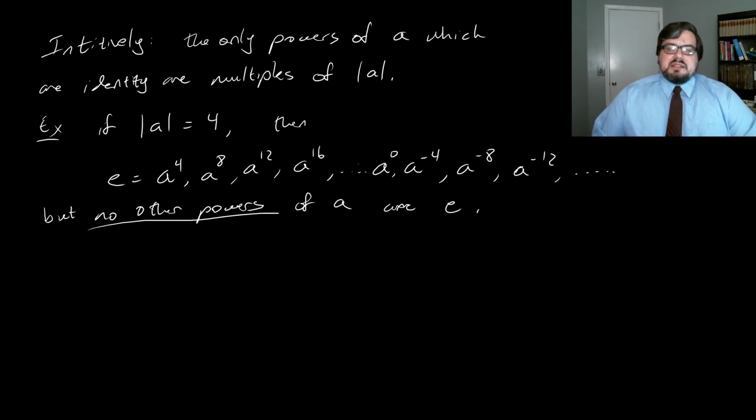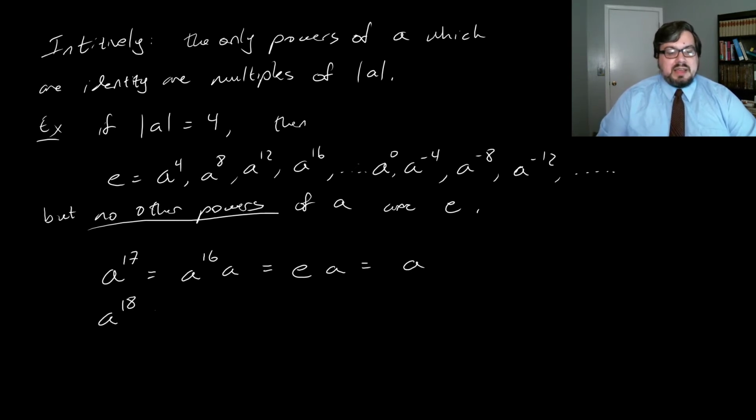But this leads us to something else, though. If we continue with this example, then let's say I want to know what A to the 17th is. Well, A to the 17th I know is A to the 16th times A. But A to the 16th is the identity, and I know that because 16 is a multiple of the order of A. So A to the 17th is just A.